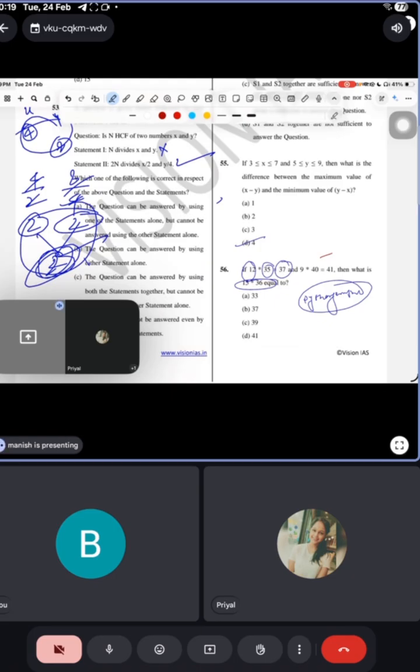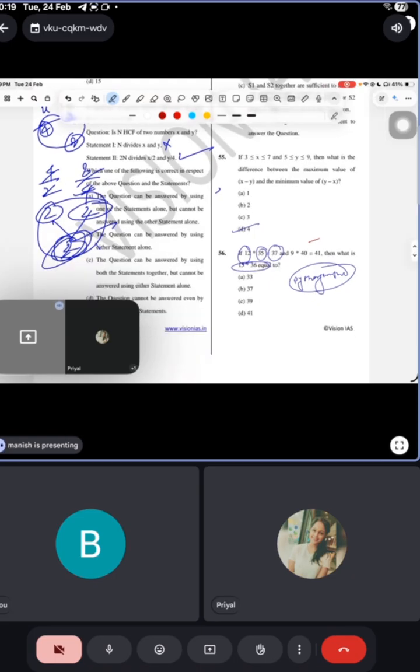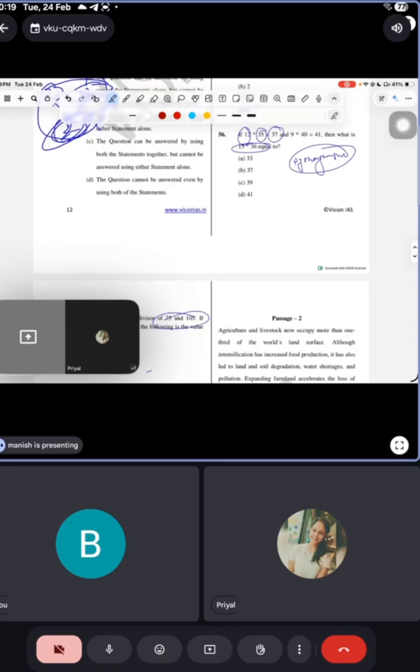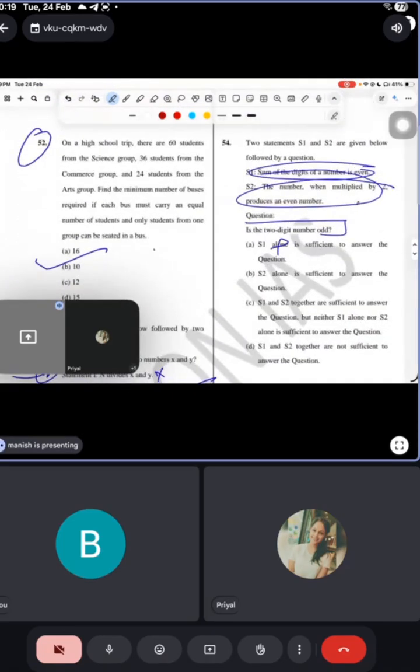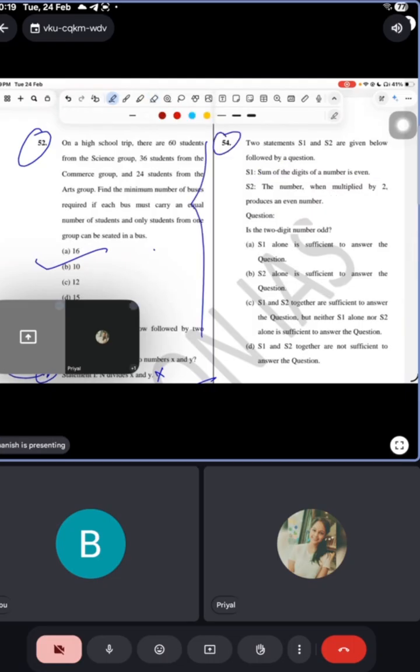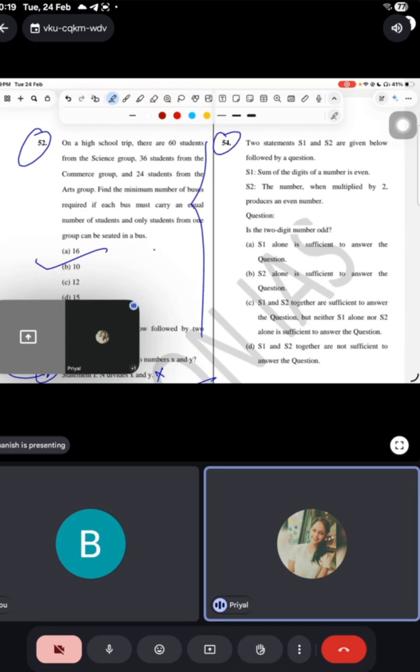I told you, guys, the questions are not difficult, but enjoy the journey. See again, data sufficiency. Beautiful question actually. Read, Priyal. The two statements S1 and S2 are given below, followed by a question.